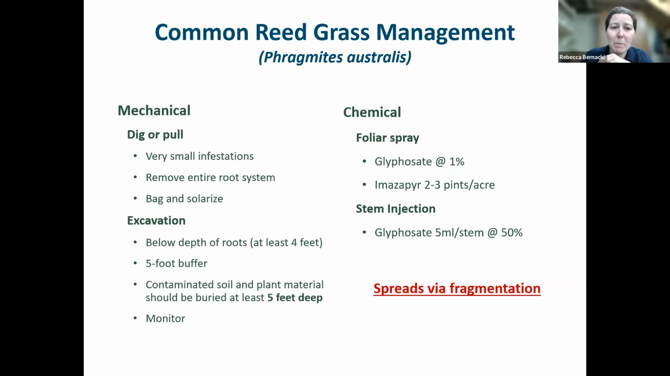If you have access to heavy equipment, we can also use excavation as a treatment method here. So if we're using excavation as a treatment method, we want to be sure to excavate below the depth of the roots, which is usually about 4 feet. Then we want to find where the edge of those roots are, which may not be the same as where we're seeing above ground stems. And we want to create a 5-foot buffer around that area and remove all that soil as well. We should then bury the contaminated soil and plant material at least 5 feet deep. And then we want to monitor that area for several years to ensure that no resprouts are occurring. If any resprouts do occur, we want to treat those in a timely manner before the infestation can become established again.